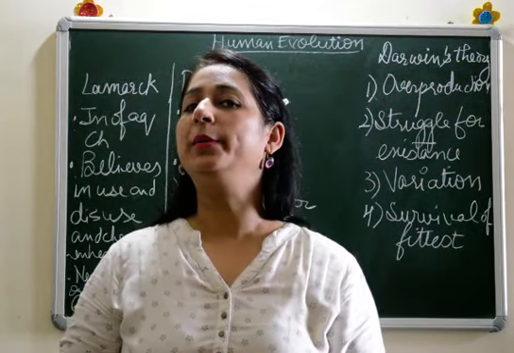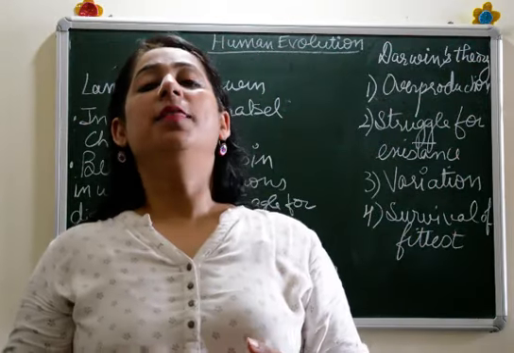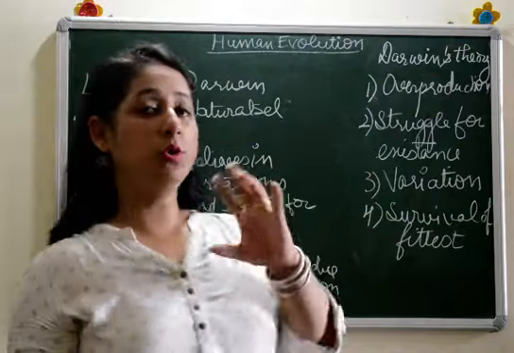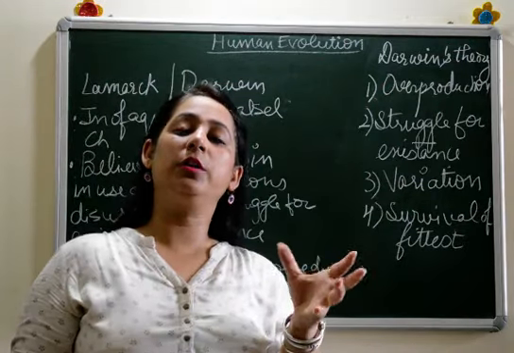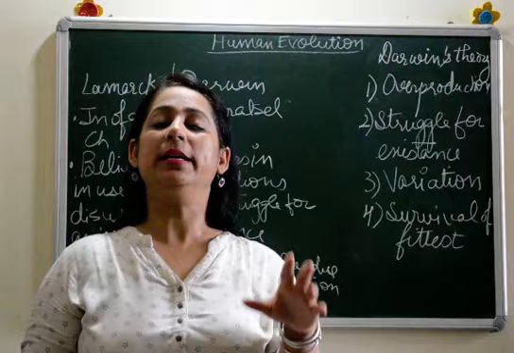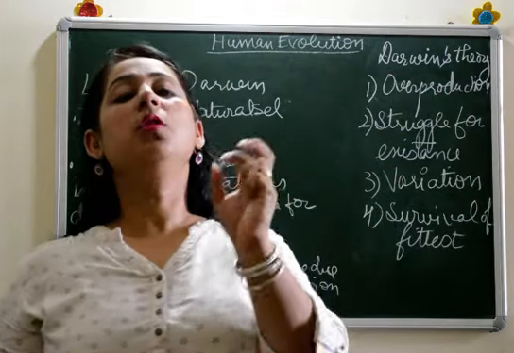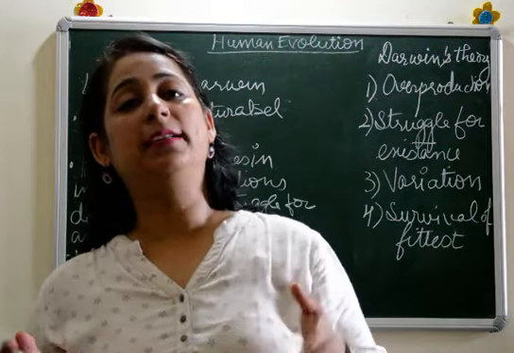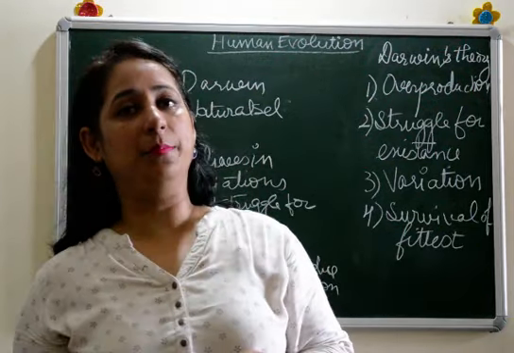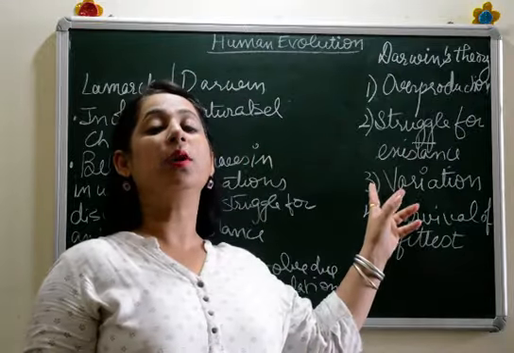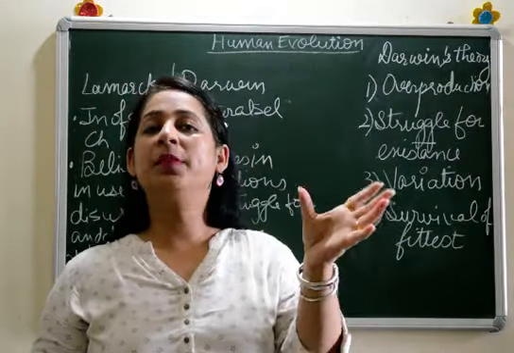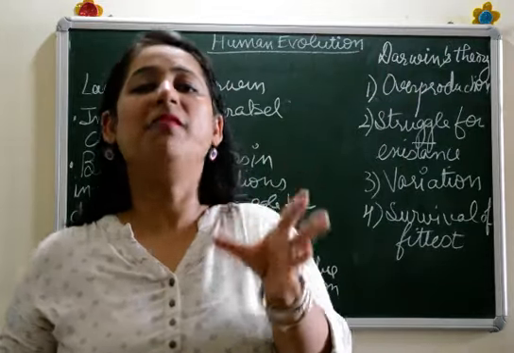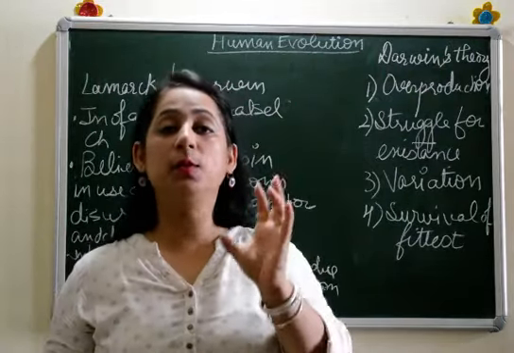Now in this video we'll be discussing a second theory, the theory of natural selection given by Darwin. As discussed in our previous video, Lamarck gave a theory to state how present day organisms attained the characters to survive in this environment. Darwin also gave a theory for the same thing. He also tried to explain the same thing, but the concept was somewhat different. He gave the theory of natural selection.